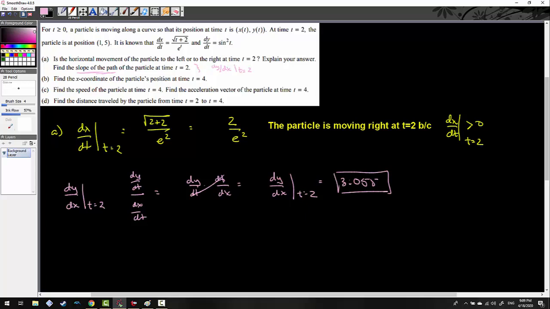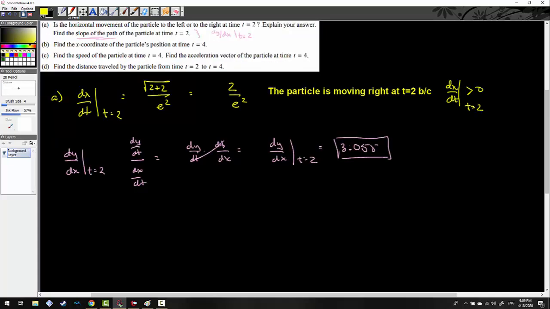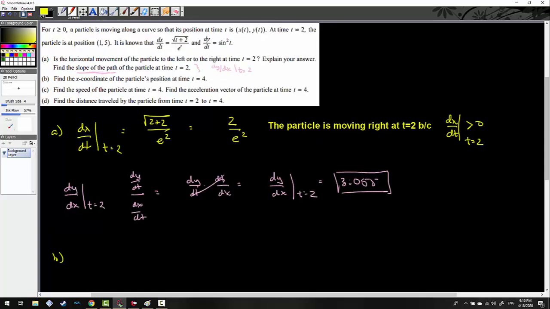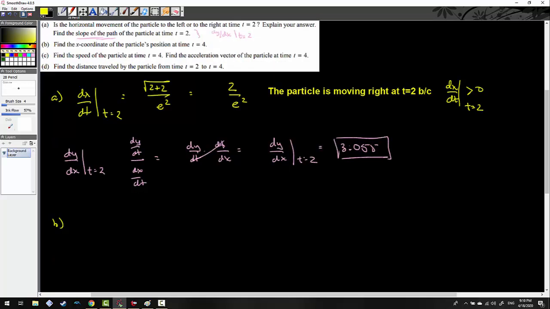And again, you just plug those things into the calculator and you hit enter and you're good. All right, part B. Find the x-coordinate of the particle's position at time equals 4. We can do that. So if I'm going to find the x-coordinate's position, remember, up here at the top of the problem, it tells us that at time equals 2, we have a position of (1, 5). So I'm going to use that as the anchor of this problem.